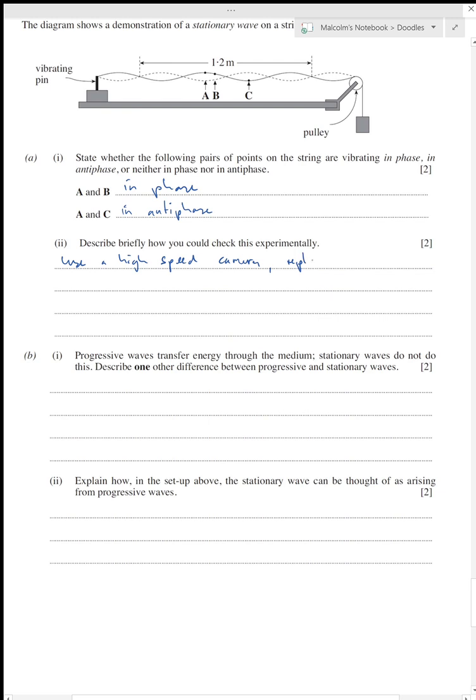You could replay in slow motion to visually check, to visually confirm, or you could use a stroboscope. A stroboscope specifically is a strobe light with a variable frequency to make the string appear to move slowly.